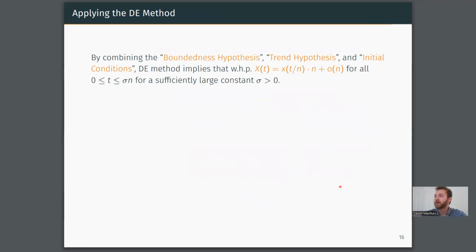Okay, so if we combine these three things, the boundedness hypothesis, the trend hypothesis, as well as the initial conditions, then the DE method implies that the number of vertices on the path is predicted by the value of the differential equation at the time point t over n. This is true all the way up until some sufficiently large constant sigma, but this isn't so important for us right now.